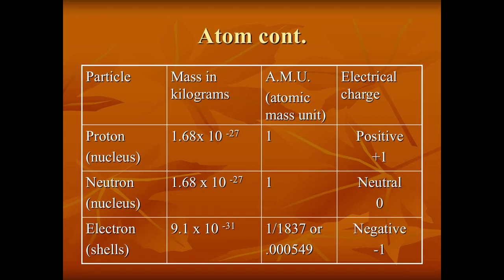There's a chart in your book that has something that looks like this. You do need to know that mass in kilograms for your proton, neutron, and electron. You also need to know the atomic mass unit and that electrical charge. These are pretty easy to remember. The negative charge we know an electron has. Protons are going to have a positive charge, neutrons neutral. But the mass in kilograms, the proton and neutrons are exactly the same, and then your electron's is 9.1 times 10 to the negative 31st. So I'm more concerned with you knowing this portion and this portion of this chart.